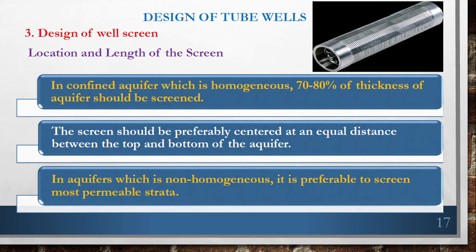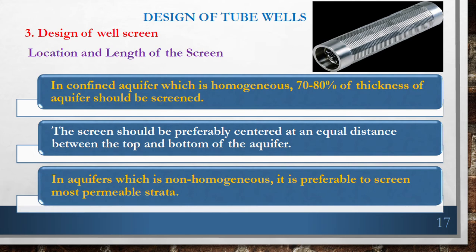Now the screen should preferably be centered, and the screen should be placed at the center of the aquifer. For example, if the aquifer has a thickness of 30 meters, let it be. Our screen we should place at the 15 meter mark. The middle of our screen should come at the 15 meter mark. That's it. So we have to place the screen at the center of the aquifer.